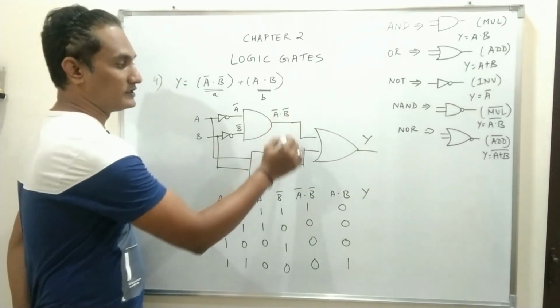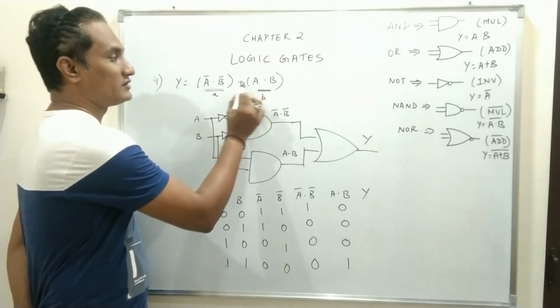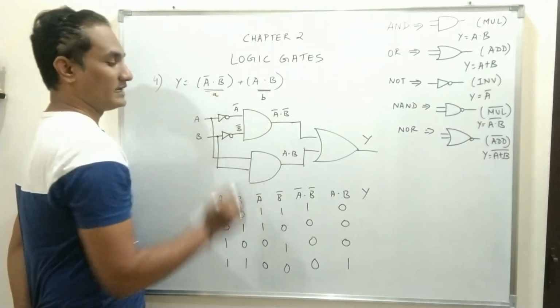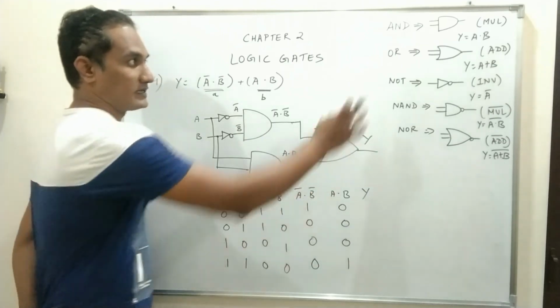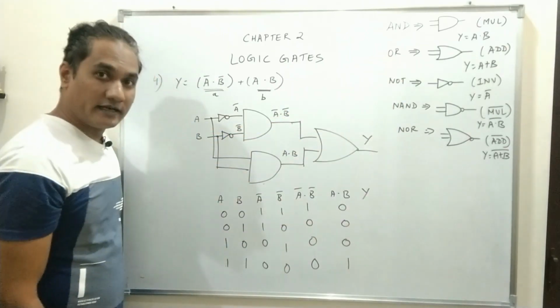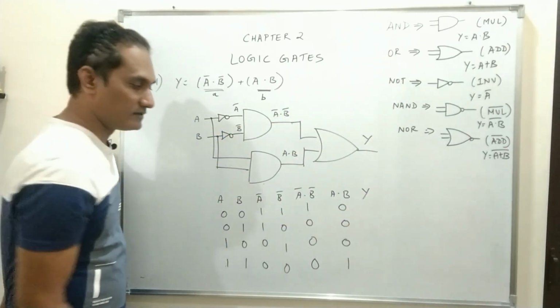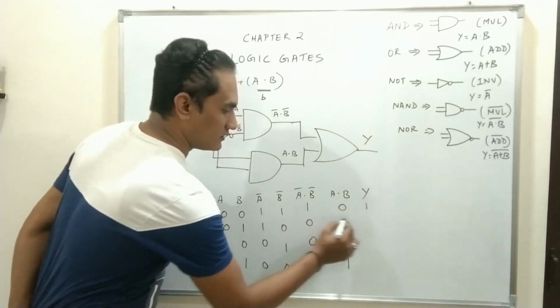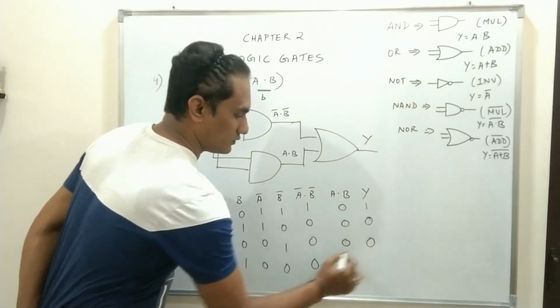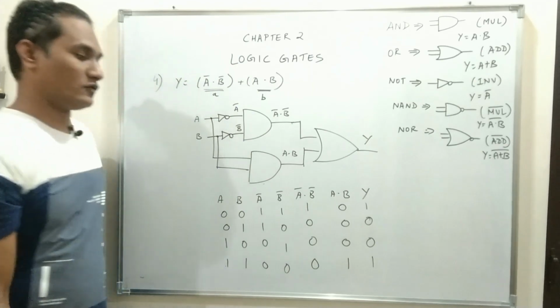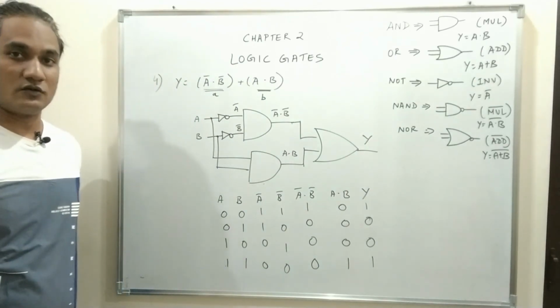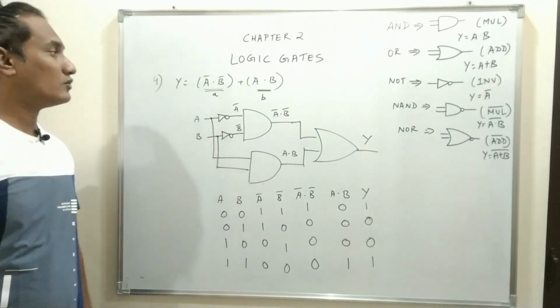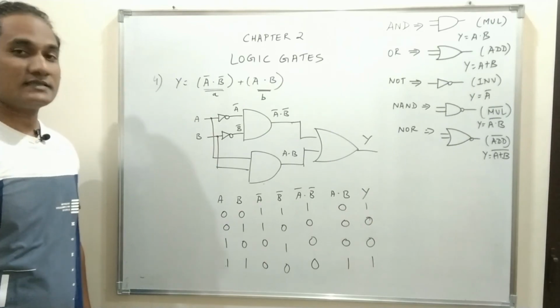We have got both of these, and then between these two expressions you have connected a plus sign, which will give you Y. So the plus sign amounts to an OR gate. OR gate is addition. So 1 plus 0, 1; 0 plus 0, 0; 0 plus 0, 0; 0 plus 1, 1. So the output Y will be 1 0 0 1 for Y is equal to A bar dot B bar plus A dot B.